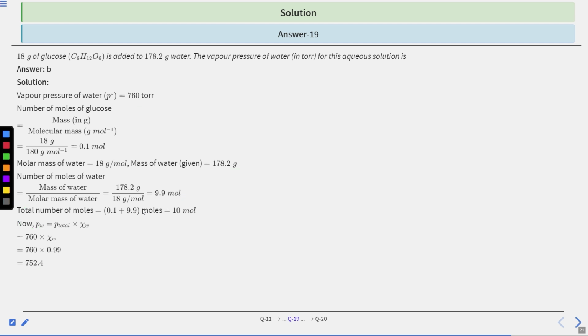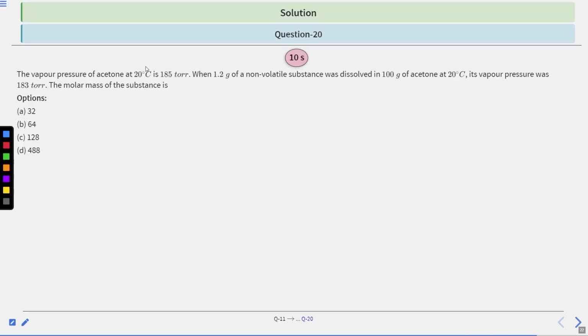Okay, let's move to question number 20. The vapor pressure of acetone at 20 degrees Celsius is 185 torr. When 1.2 gram of a non-volatile substance was dissolved in 100 gram of acetone at 20 degrees Celsius, its vapor pressure was 183 torr. The molar mass of the substance is. Options are 32, 64, 128, 488. You have 10 seconds to solve this question. After that, we will see the answer.